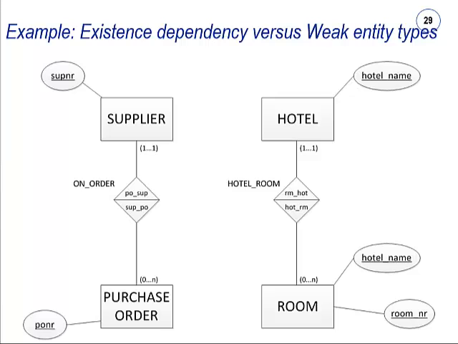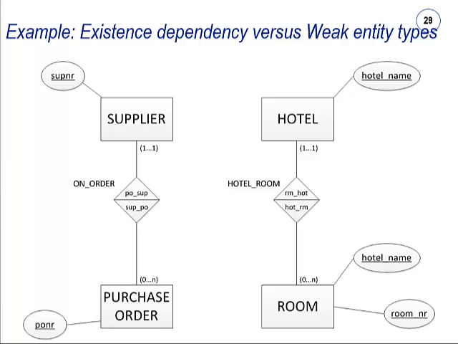So what we're going to do here in this particular setting for room is we need to borrow hotel name from hotel. Room is existent dependent from hotel, and it needs to borrow hotel name from hotel in order to be able to define a key attribute. So now the key attribute for room becomes the combination of hotel name and room number. Both these attribute types now allow me to uniquely identify a room.